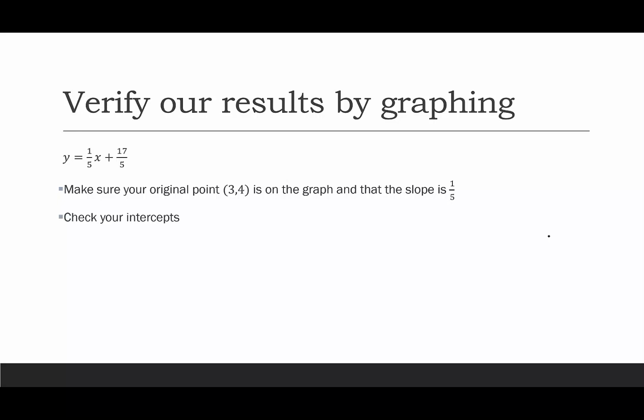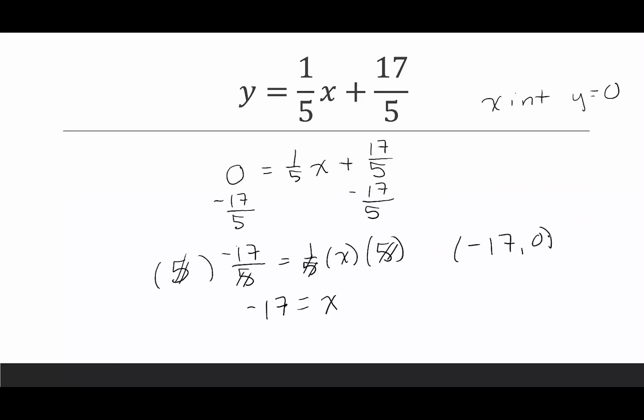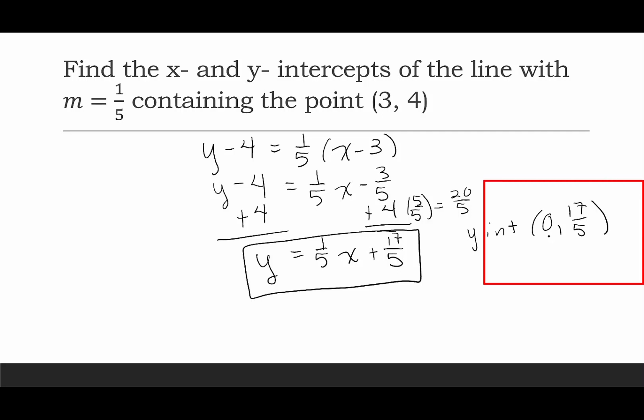What I think we should do is verify our result by graphing. So I'm going to graph y equals 1/5 of x plus 17/5, and I'm going to use a graphing calculator to do that. Once I graph it, I'll make sure my original point, (3, 4), is on the graph, and we already know it has a slope of 1/5, but we'll be able to see it. I'm going to check my intercepts, so those two numbers I just found, (negative 17, 0) and (0, 17/5), I want to make sure those show up the way I expect them to.